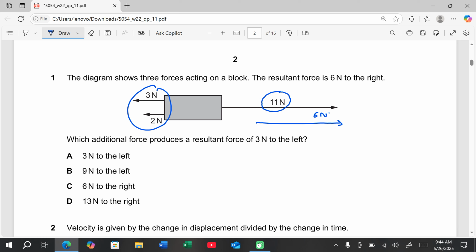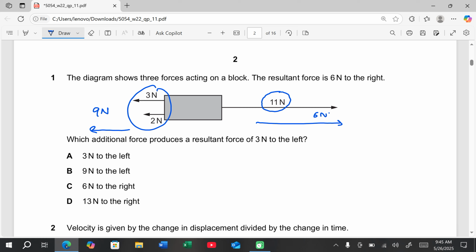It says which additional force produces a resultant force of 3 Newton to the left. So he says if it is 6 Newton to the right, now how much force should be added to this side so that this produces a 3 Newton to the left? So it should be 9 Newton because it's already a resultant force of 6. So if you need to produce 3 more Newton to this, first 6 Newton will balance this force and then 3 Newton will be the resultant force.